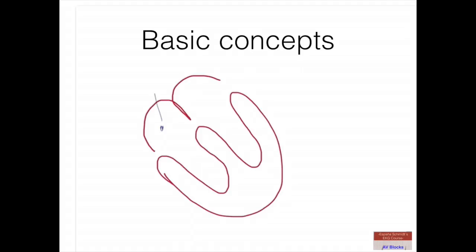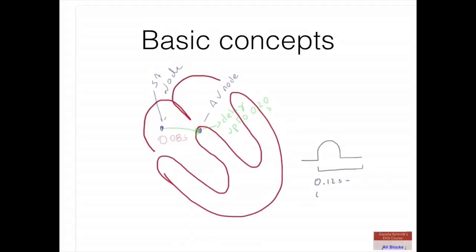I would like to start out with some basic concepts. The natural pacemaker of the heart is the SA node. In the SA node, the electrical impulse that is going to depolarize the heart starts. The electrical impulse needs to travel to the AV node. This trip takes about 0.08 seconds. The AV node then delays the impulse up to 0.20 seconds. This accounts for what we call the PR interval.